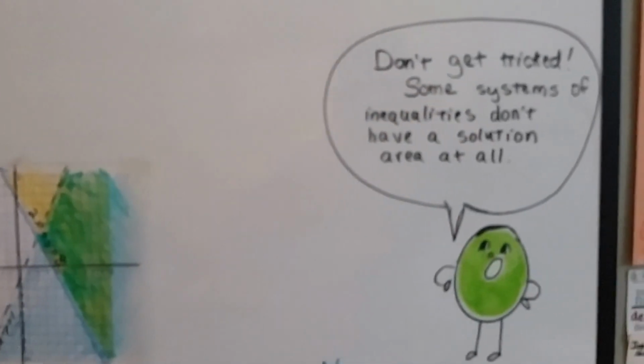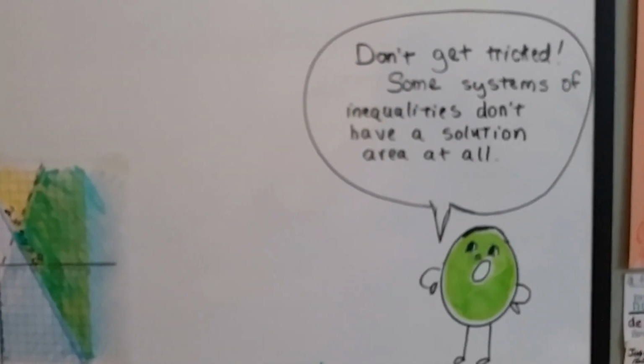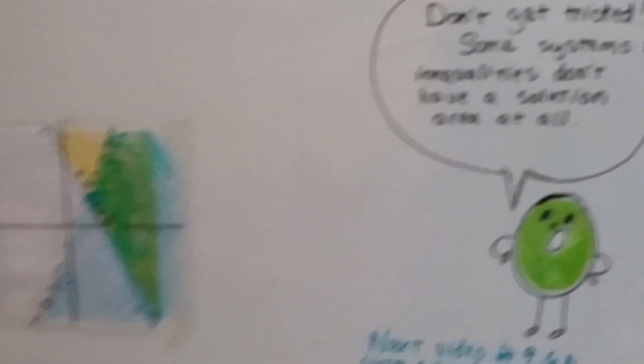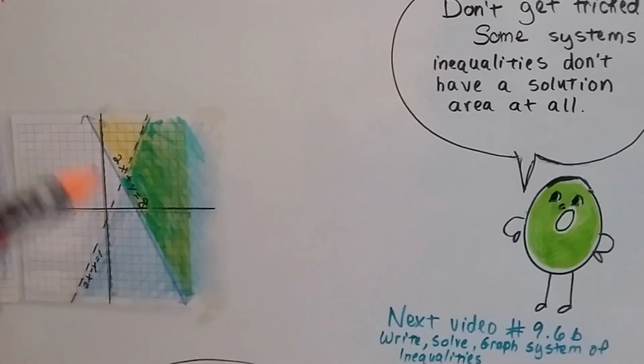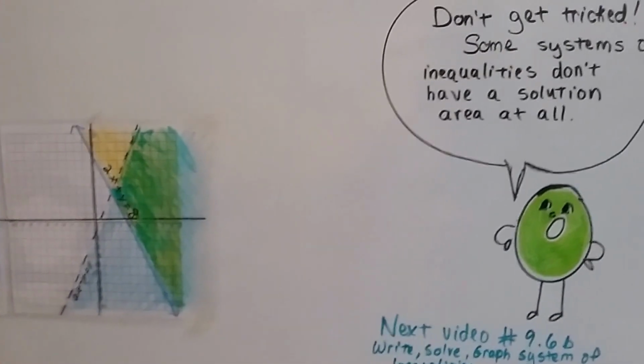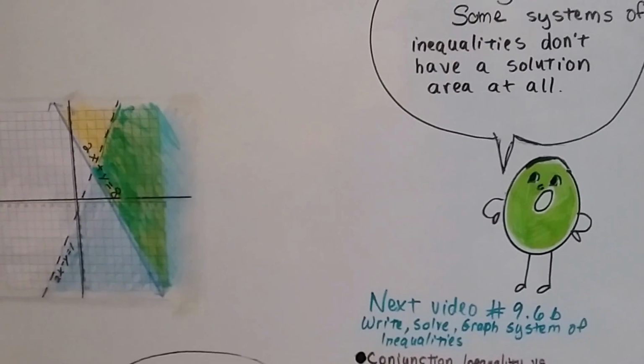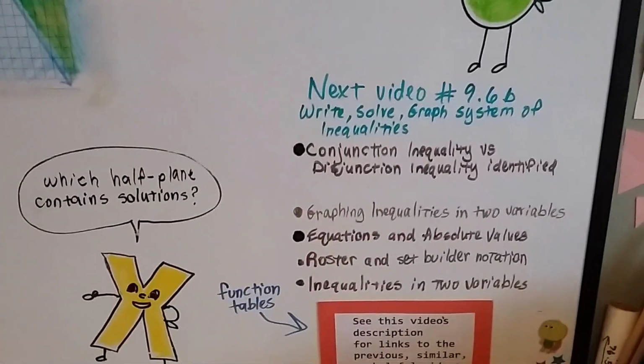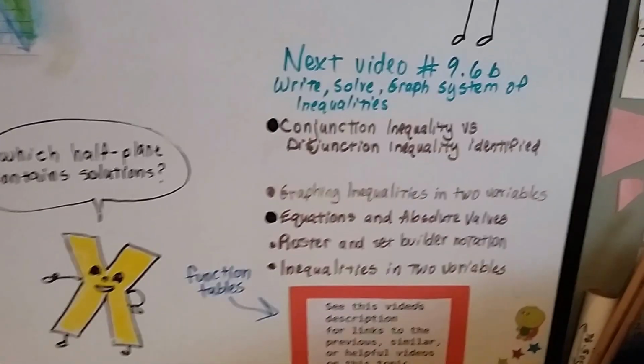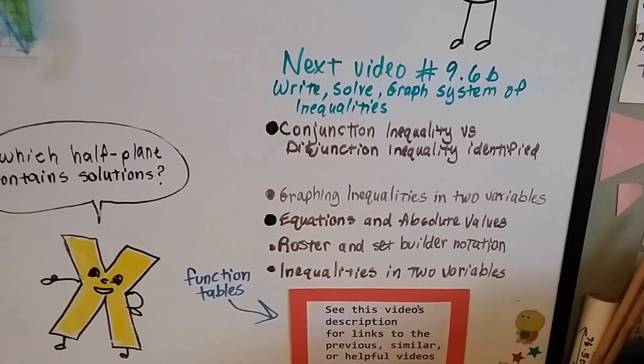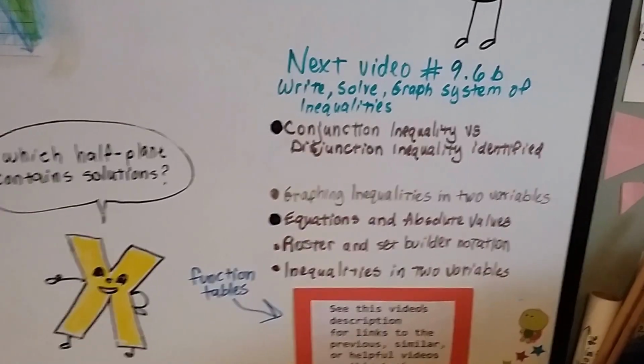And don't get tricked. Some systems of inequalities don't have a solution area at all. You'll do this and they won't overlap, okay? So be careful. Don't let it trick you, all right? Our next video, 9.6b, we're going to write, solve, and graph a system of inequalities word problem.